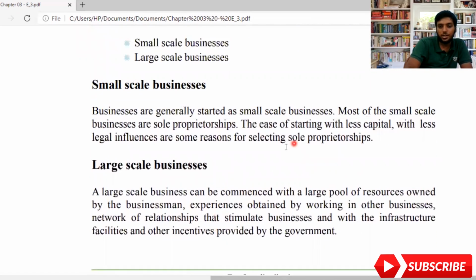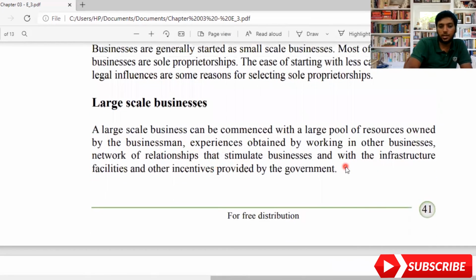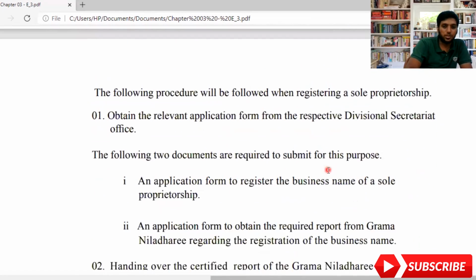Small scale, very little capital. Most of the time it will become a sole proprietorship. Large scale, it can be any type of business organization. The more money you have, the more business you can start.